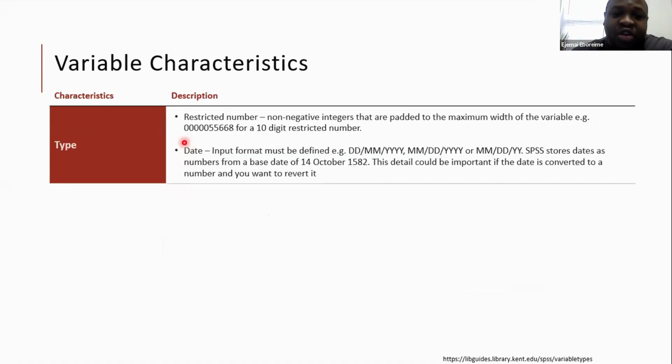Then you also have restricted numbers, which are non-negative integers. Integers are whole numbers that are padded to a maximum width of the variable. So if you want to restrict what's called the variable width, that's the number of characters or digits, you can also do that in SPSS. Then you can define your variable type as a date, so that whatever you enter appears as a date. It's more like what you see in Microsoft Excel, for those who are familiar with it.